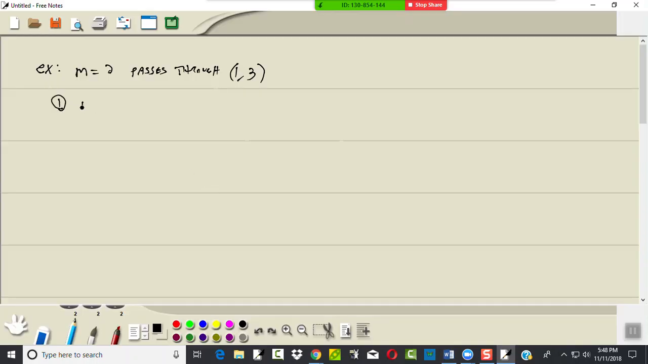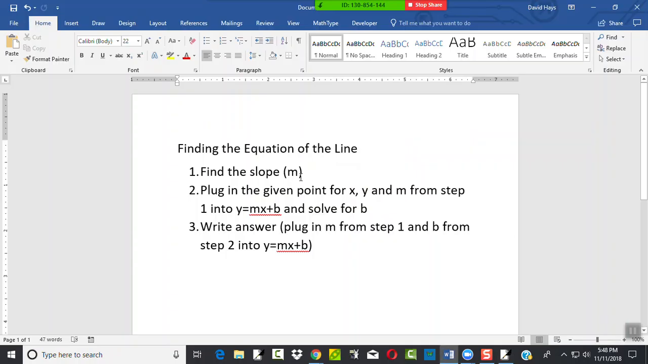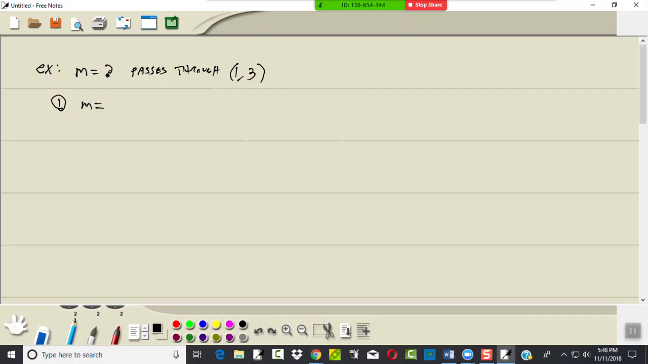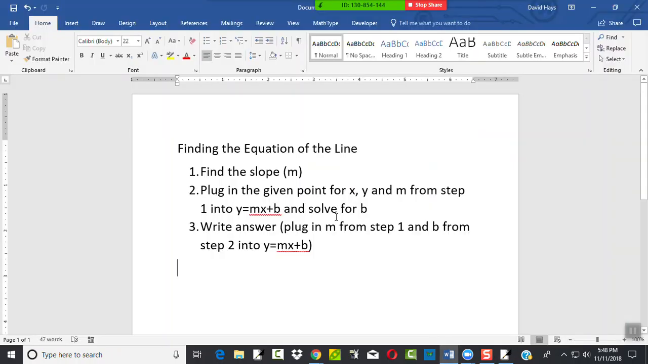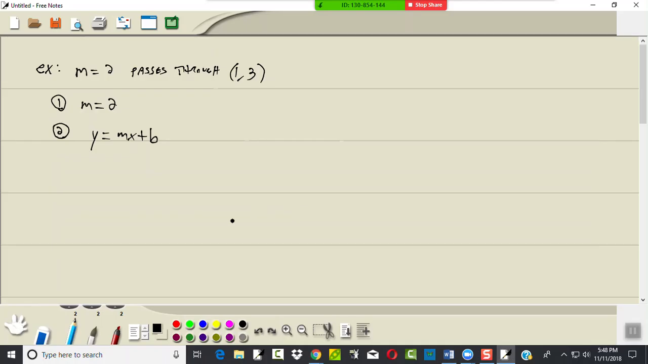Step 1. Find the slope. Well, this one's pretty easy. They give it to us. M is 2. Step 2. Plug in a given point for x and y. When they give us a point, they're giving us a specific instance of x and y that we can use. So they're telling us x is 1, y is 3.